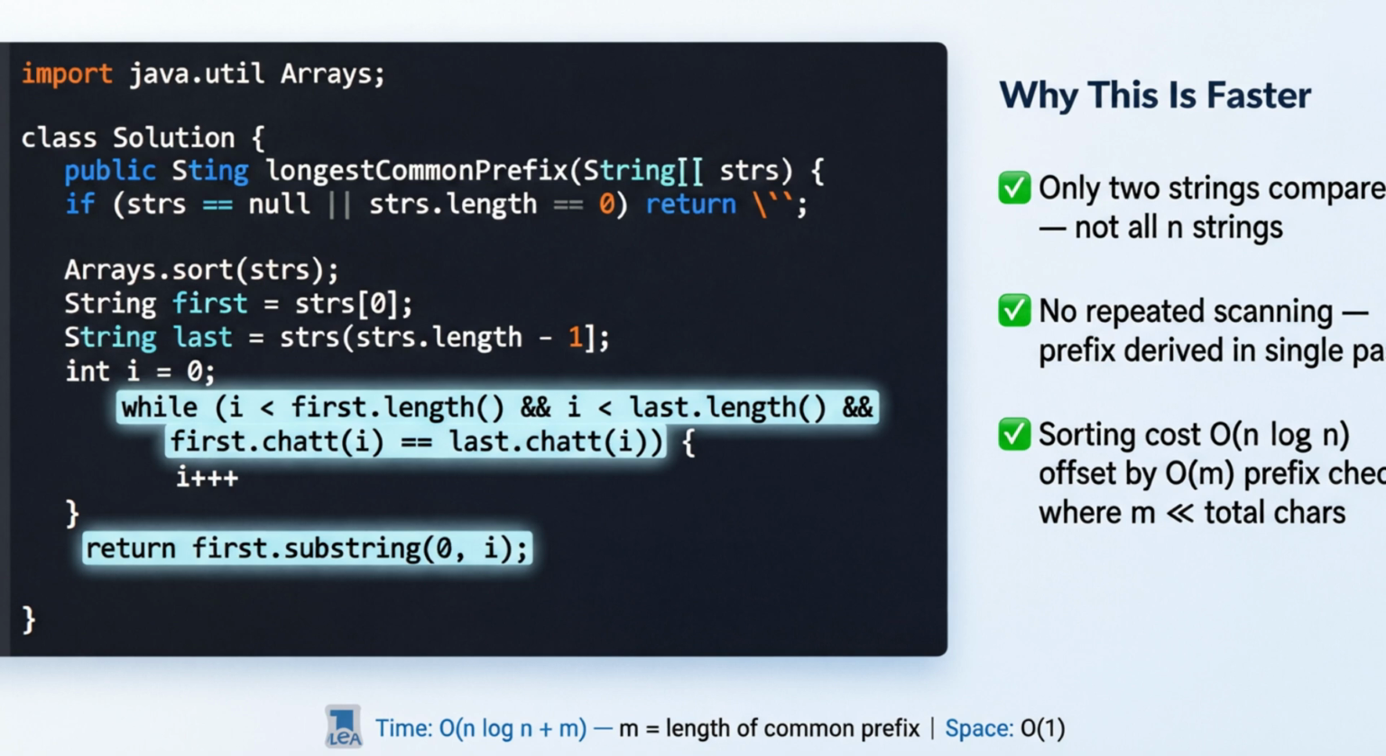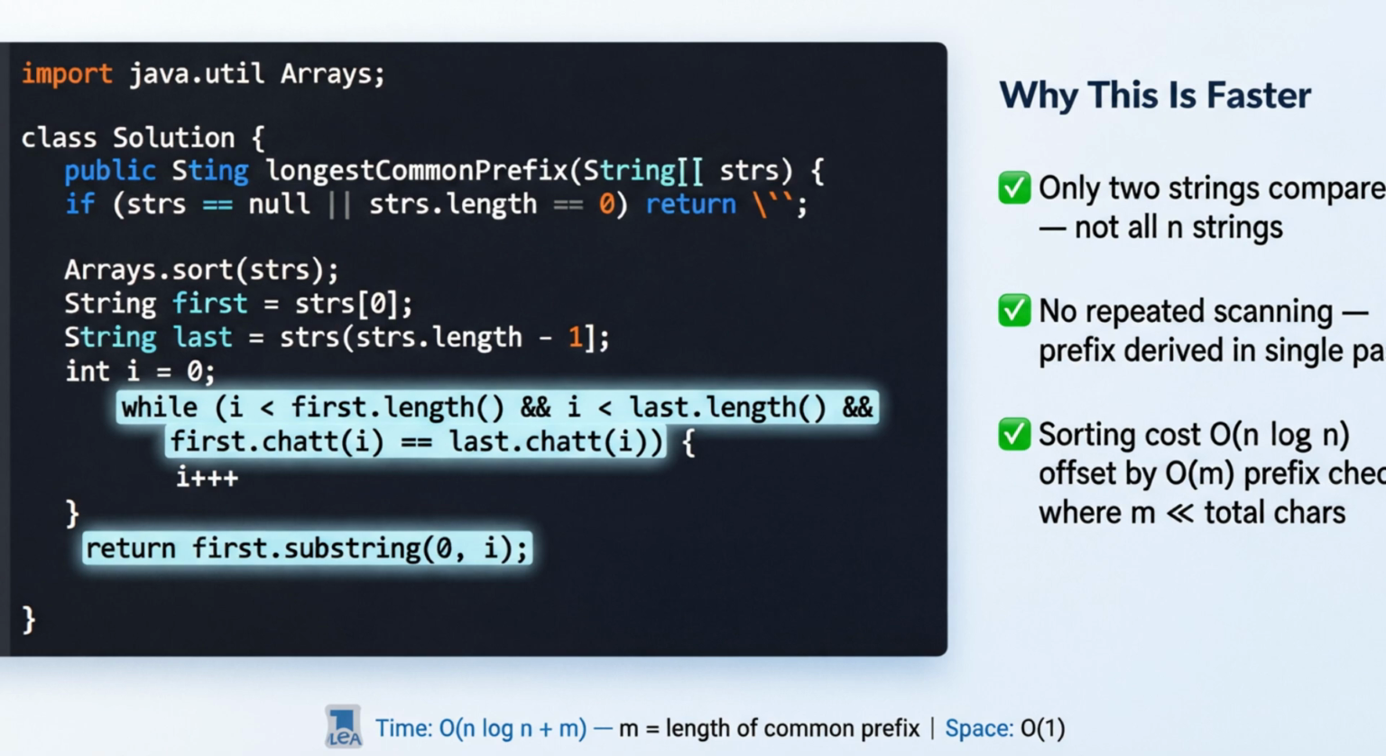Now let's look at the optimized solution. First, we sort the array of strings. Why sorting? Because after sorting, the most different strings will be placed at the beginning and the end. So instead of comparing all strings, we only need to compare the first and the last string. Next, we initialize a pointer i to 0 and start comparing characters of both strings one by one. As long as the characters match, we keep moving forward. The moment we find a mismatch, we stop. Finally, we return the substring from index 0 to i, which gives us the longest common prefix.